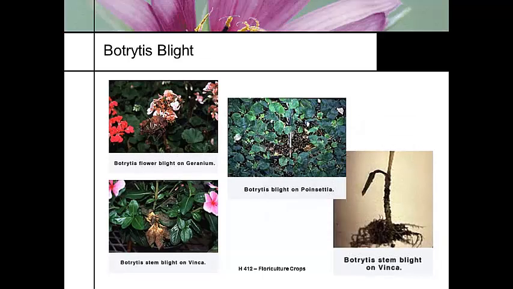So here's some example of botrytis blight on geraniums. These are on some poinsettias that are in the rooting bed, in a vinca, and also we can see it on some overgrown stems.